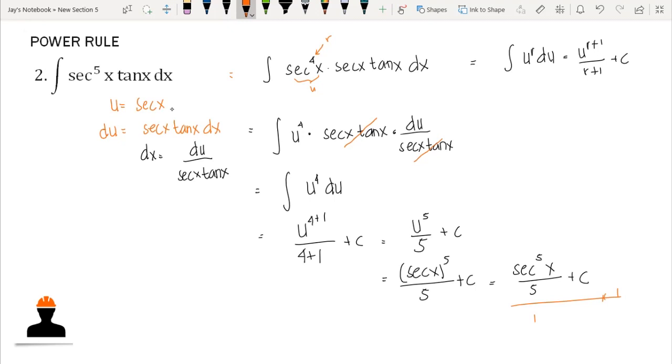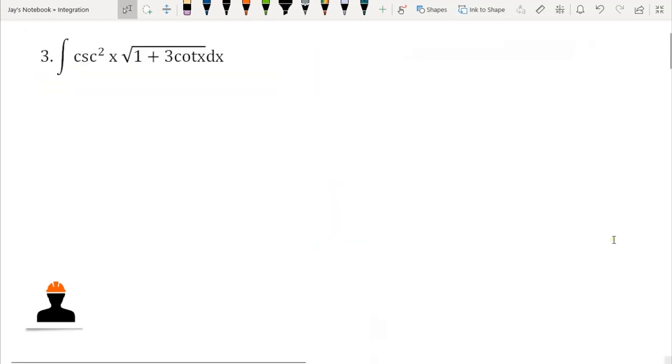So it might be too long, no, compared to the first approach I taught you from the past lesson, but this could help you, of course, in dealing with much more complex functions later on. So this is the integration of secant 5x tangent x dx. And then we have example number 3. We have the integration of cosecant squared x square root of 1 plus 3 cotangent x dx.